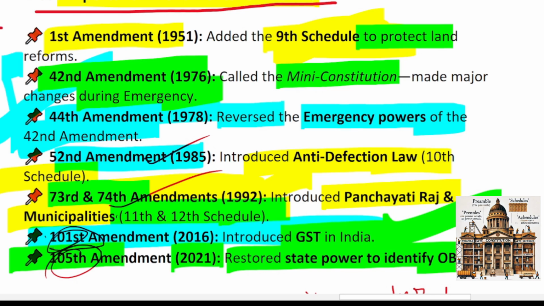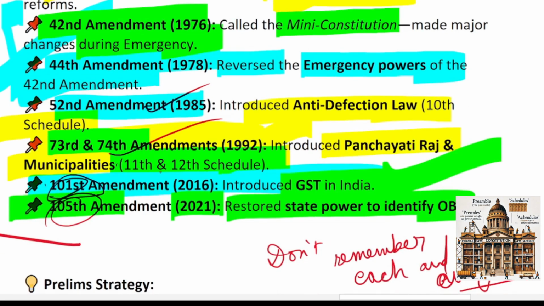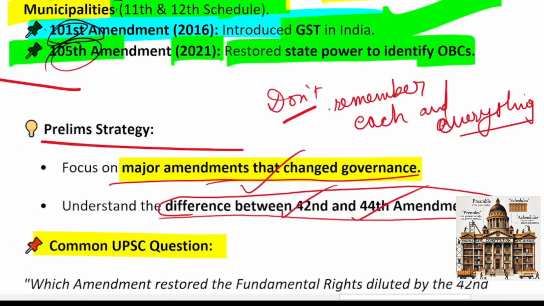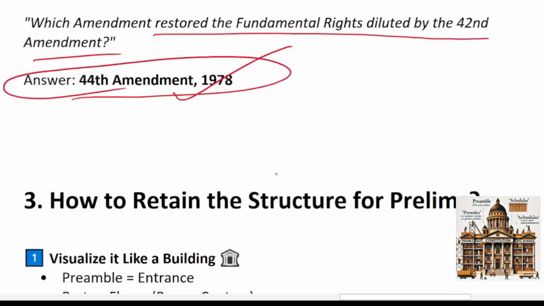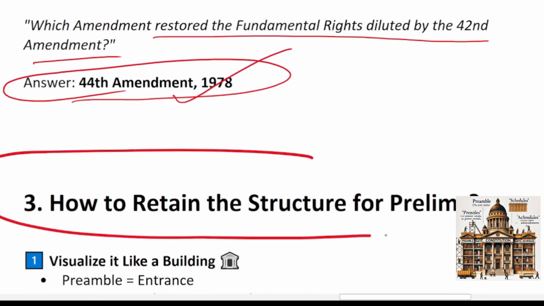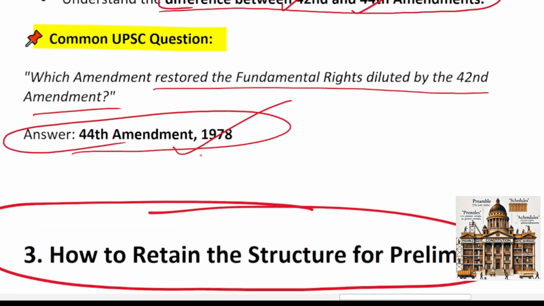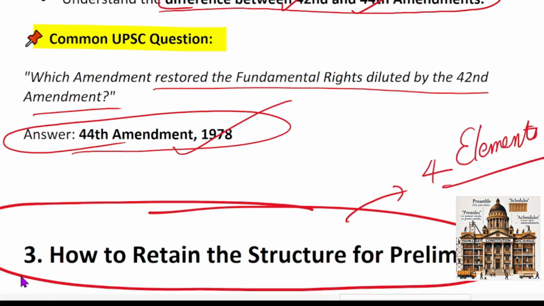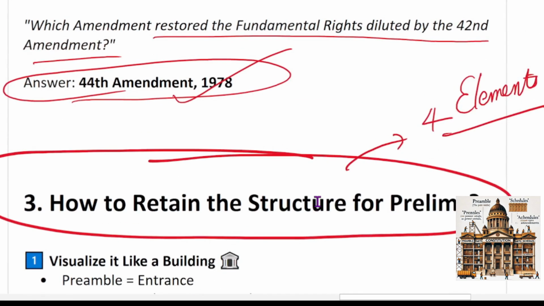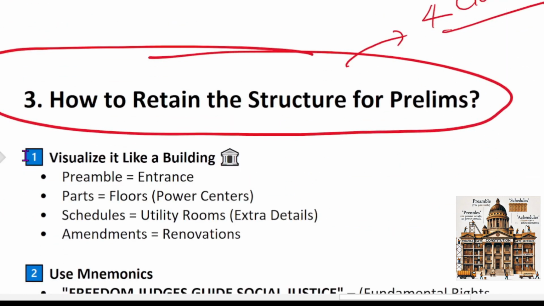How do you retain this structure for prelims? So I hope the structure of the Indian constitution is very much clear to you. You can pause and take a look at the 4 elements of the structure. That will give you clarity. More than this, if you are struggling, then that will be a waste of time, because the constitution is not a mysterious document. It's a very logically ordered document, and you can easily understand the logical pattern.